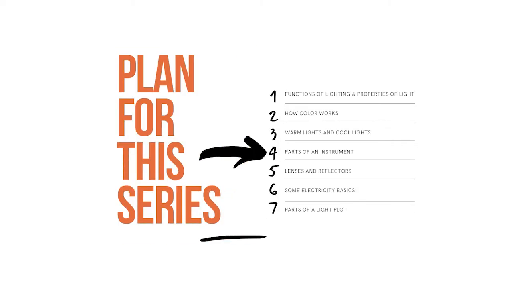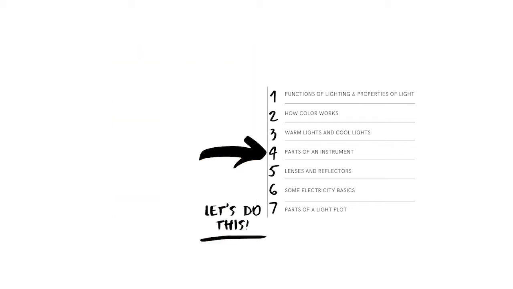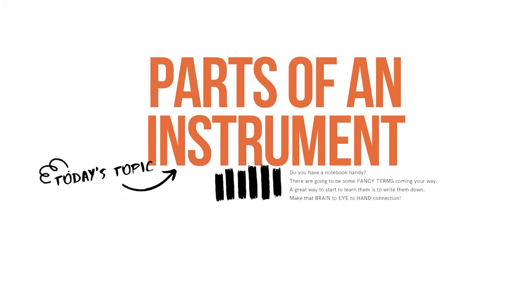This series is going to be broken down into 7 parts. And this is episode 4, Parts of a Lighting Instrument. There's some pretty hefty vocabulary coming your way right about now, including some more in-depth explanation. So I recommend you get out a pen and paper. If you start making that connection between your brain, your eye, and your hand, you're more likely to learn.